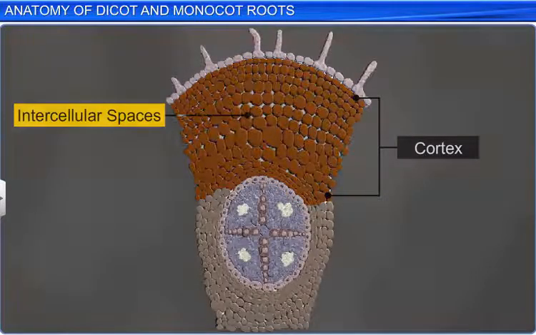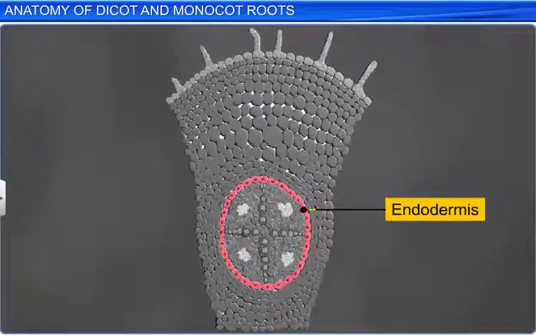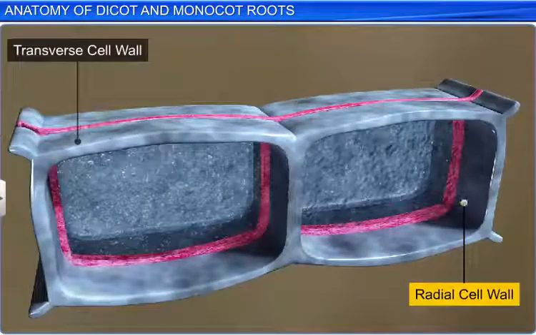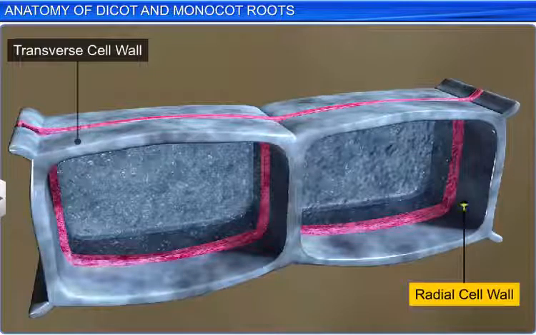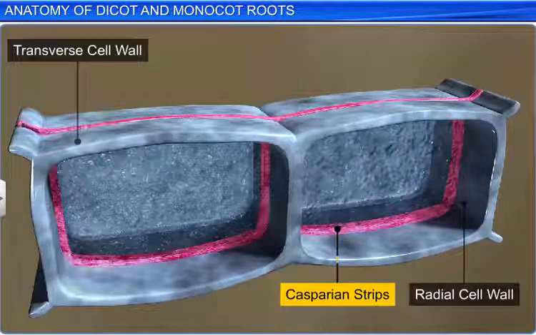The innermost layer of the cortex comprises barrel-shaped cells without any intercellular spaces. This layer is known as the endodermis. The tangential and radial walls of the endodermal cells have deposits of a water-impermeable material or suberin, also called Casparian strips. Suberin is a waxy, waterproof substance present in the cell walls of the cork tissue in plants.